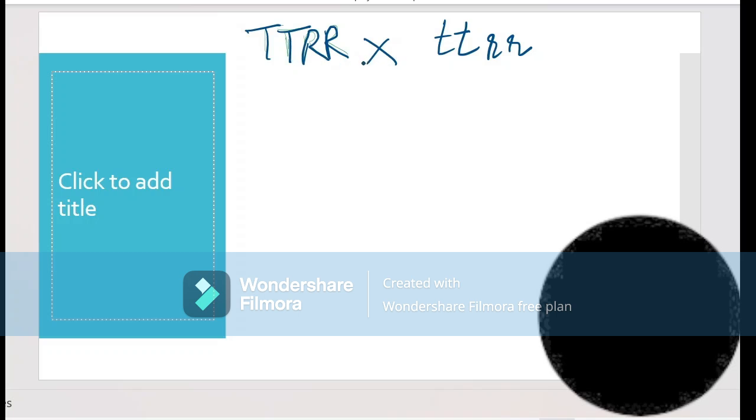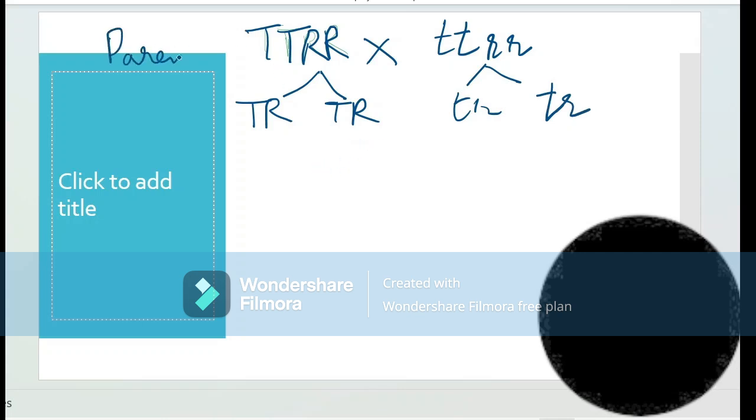Okay, so the first step, as we did in the monohybrid cross also, we will separate these into gametes. So TR. We will not separate TT and RR. Please don't make this mistake. Be very mindful. We will be separating the two genes together. So it becomes capital T capital R, small t small r. Okay, so this is the parental generation.